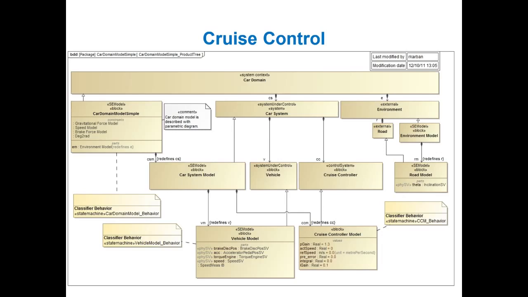So this is a little screenshot of the cruise control domain. You basically have the car domain, you have a car system and environment, and a simple model of the car domain, which provides models for gravitational force, speed, and brake force. You have the related system model of the car for this simple model. So we're using specialization here to define a variant. You have a vehicle and a cruise controller, and the vehicle model and the cruise controller model for this simple model. And you also have a road model for the environment, which allows you to define the inclination of the road.